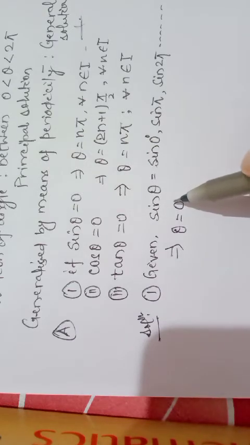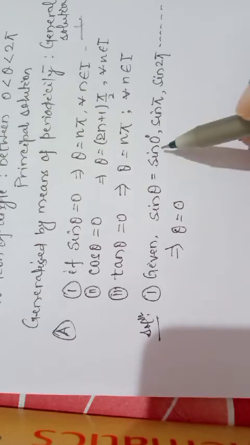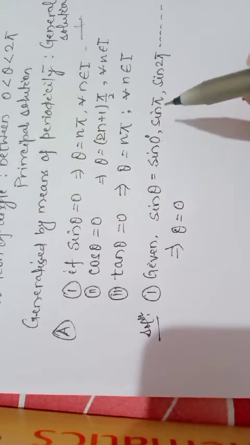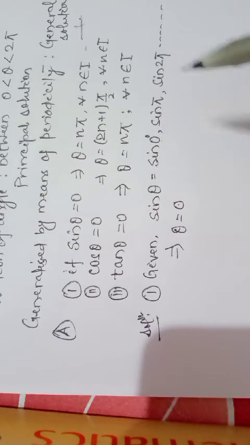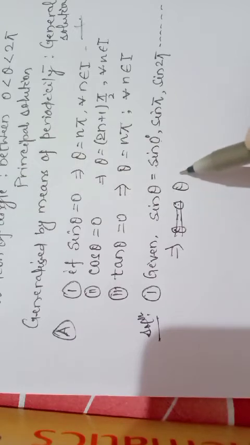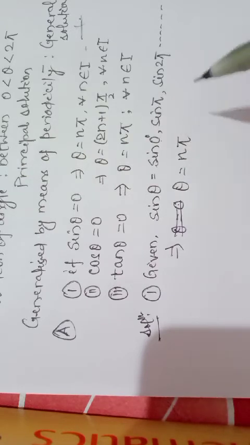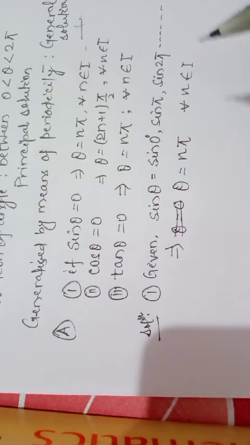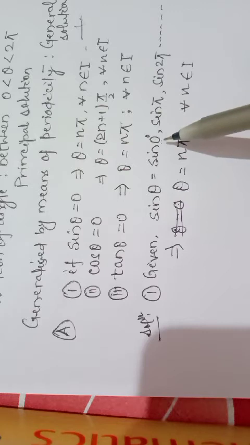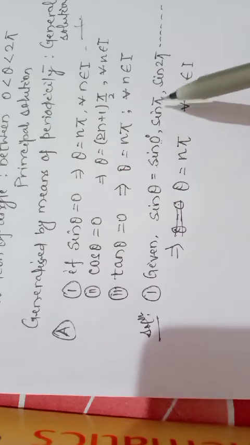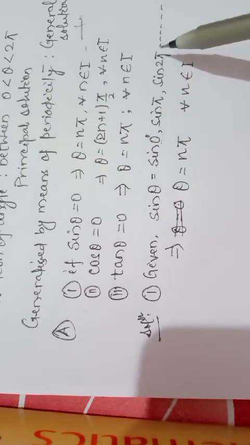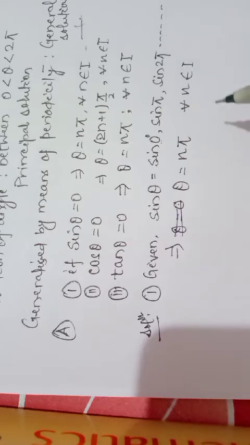So theta equal to 0 degree may be considered as the principal value. But if we generalize it, meaning 0 into pi, 1 into pi, 2 into pi, it should be written as theta is equal to n pi for all n that belongs to I. See here, 0 into pi, 1 into pi, 2 into pi, and so on, 3 pi, 4 pi, all integral values. So theta is equal to n pi.